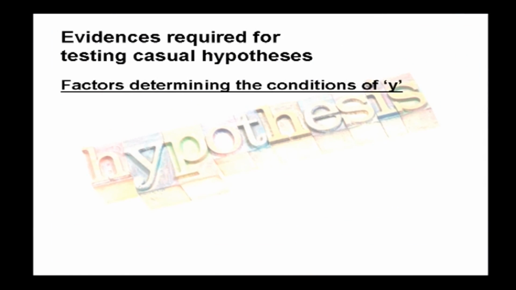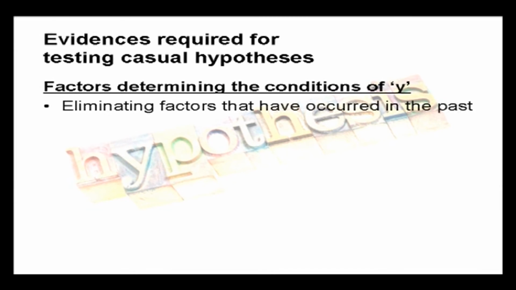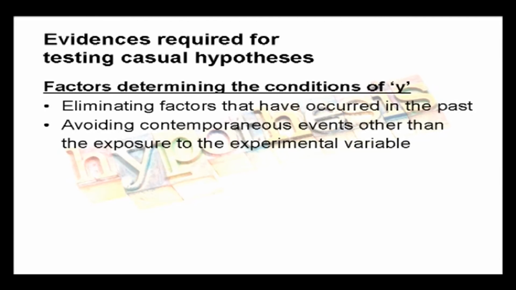The third type of evidence is concerned with ruling out other factors as the possible determining conditions of Y, which may occur in several ways in an experiment. Such possible conditions are avoided by some kind of elimination. The first way is by eliminating factors that have occurred in the past. Second, by avoiding contemporaneous events other than the exposure to the experimental variable.